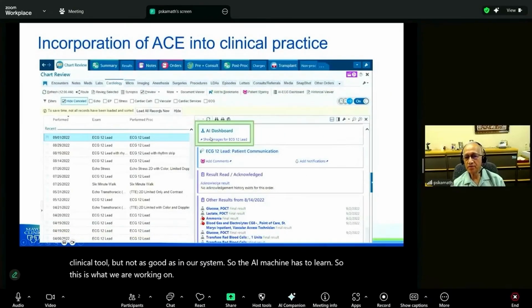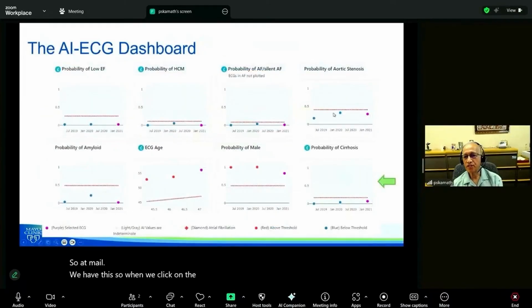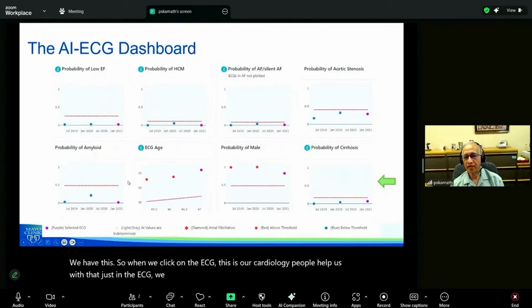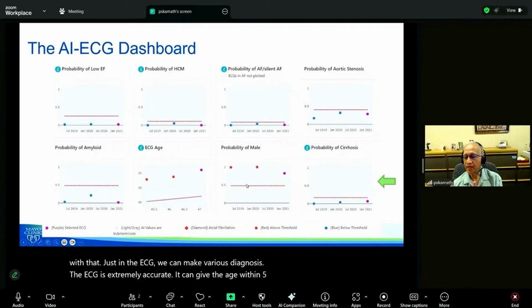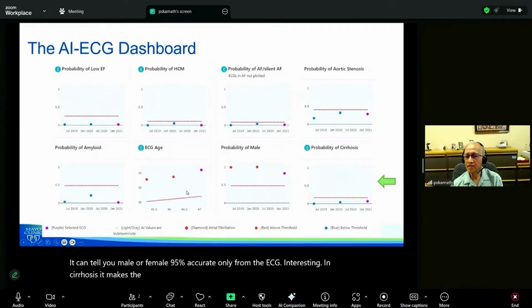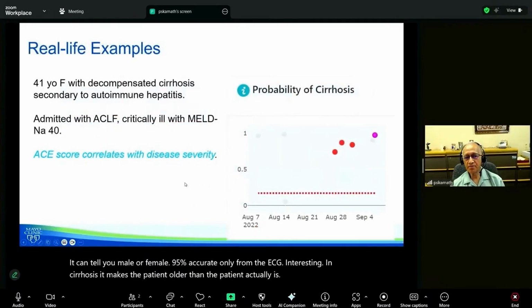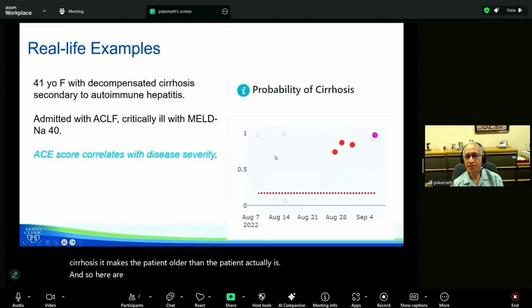So at Mayo, we have this. When we click on the ECG, our cardiology people help us with that. Just on the ECG, we can make various diagnoses. The ECG is extremely accurate. It can give the age within 5 years. It can tell you male or female, 95% accurate, only from the ECG. Interesting, in cirrhosis, it makes the patient older than the patient actually is. And so here are some examples.